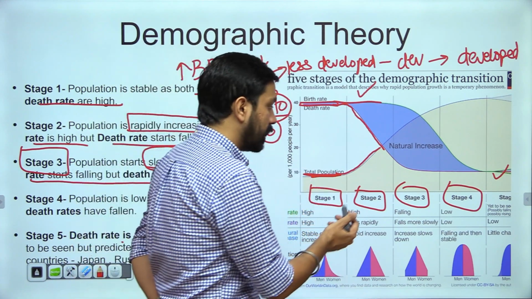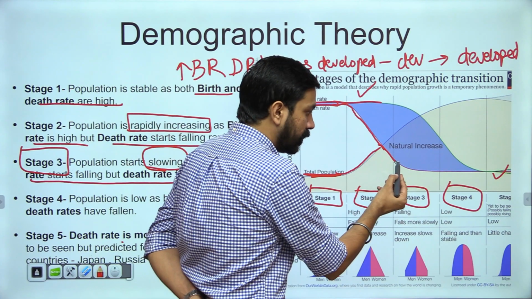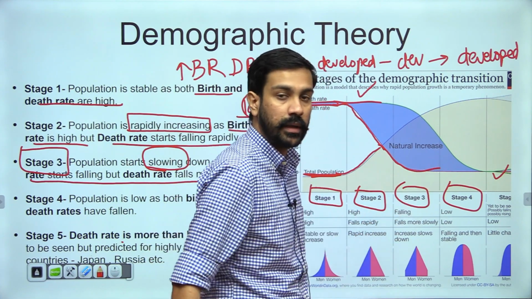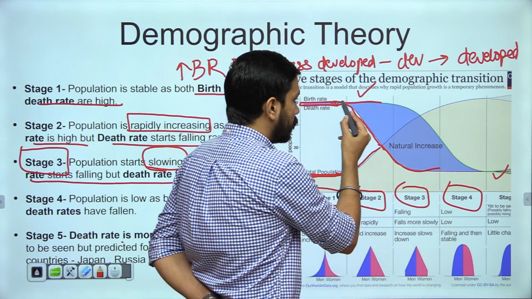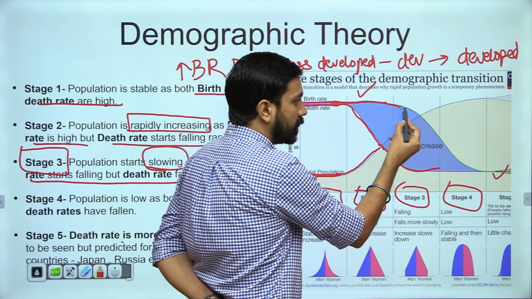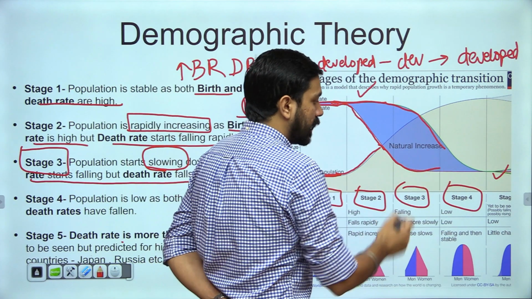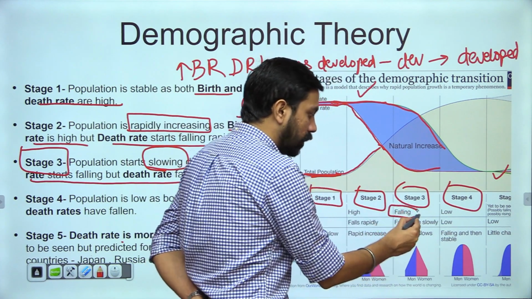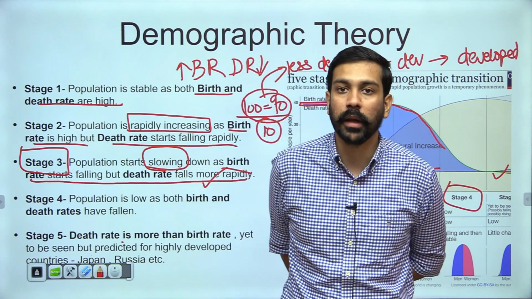So you will see in this diagram also that this is the declining death rate. Further, here the birth rate was more or less stable, but after the second stage the birth rate has also started declining, due to which the population growth has also started falling.